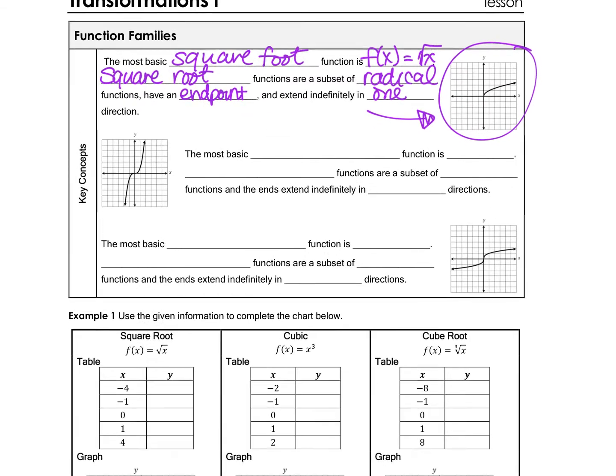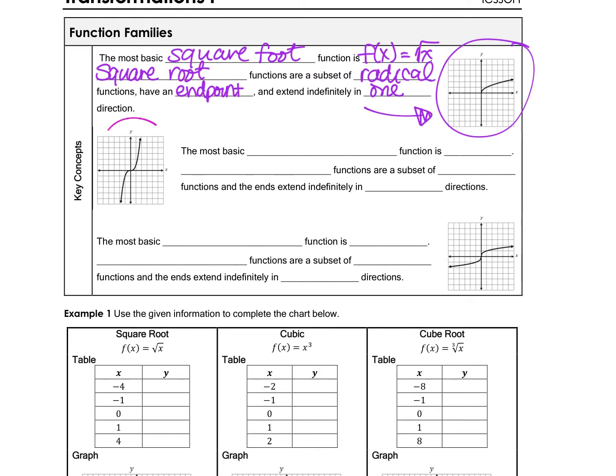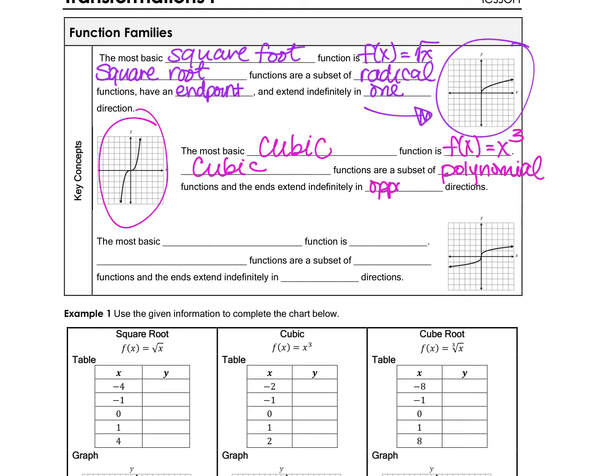Okay, so the next one we're going to be looking at is this graph, which is the cubic function. The most basic of the cubic is your parent function, f of x equals x cubed. And the cubic functions are a subset of a polynomial function, and the ends extend indefinitely in opposite directions, which is what we see over here on that graph.